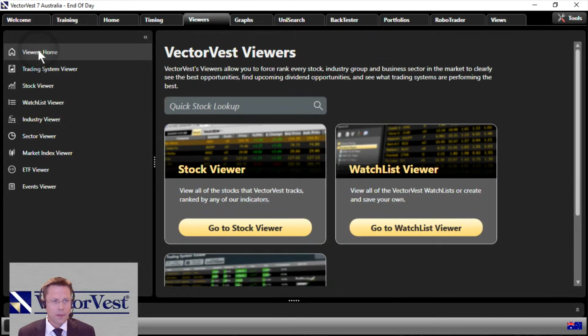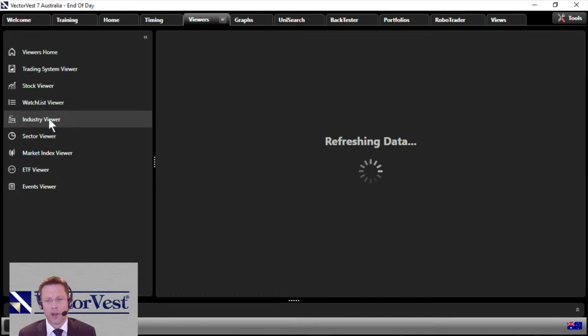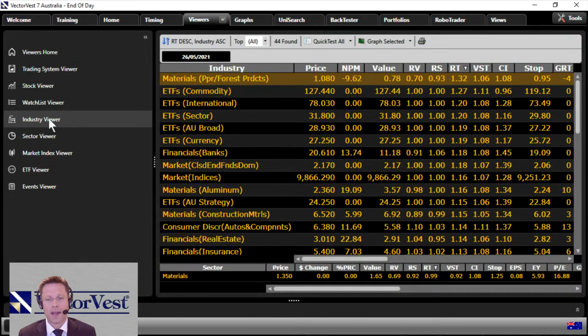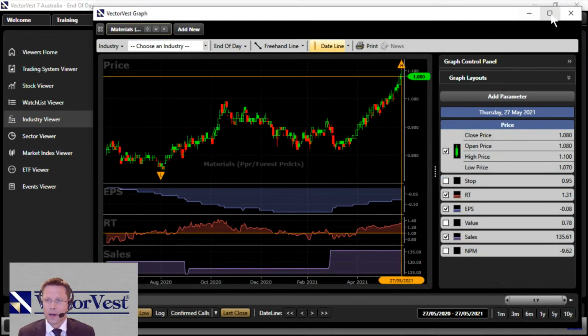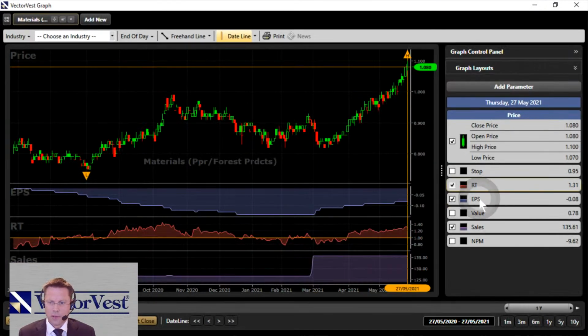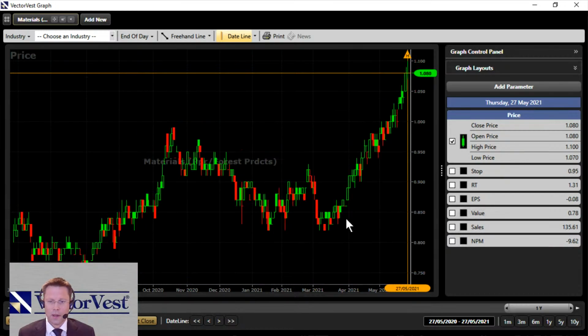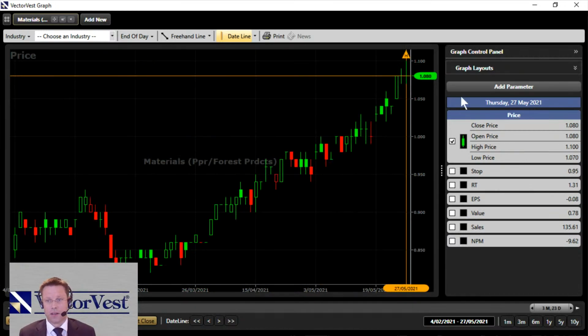Okay. So with that said, let's go to Industry Viewer and I'm going to show you just how quick and easy it is to do. So Industry Viewer, VectorVest says, well, you know, materials, paper and forest products. This industry on average is doing pretty well. Well, let's have a look at the overall industry graph, the selected industry. And I can see, oh yeah, let's turn all this off for now. We'll come to it shortly. Wow, you know, yeah, it's on fire.